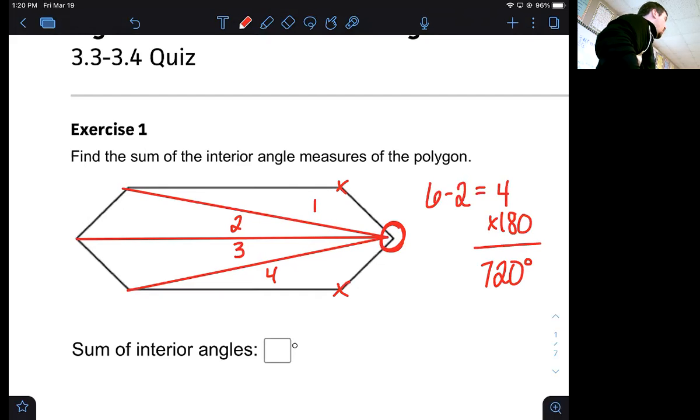You're not going to have to draw the triangles on the quiz tomorrow or Monday, as long as you know this. If you know that you just need the number of sides minus 2, times that by 180, you don't have to draw triangles inside. You could just use that.